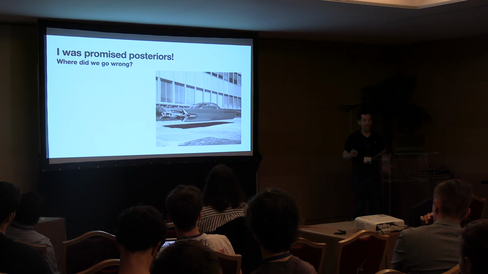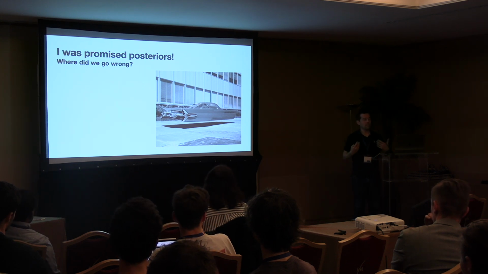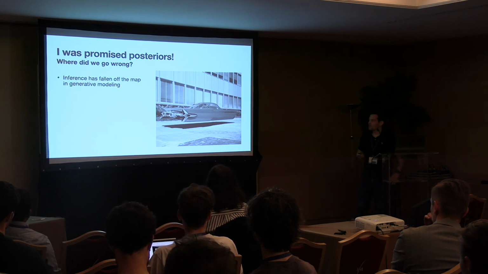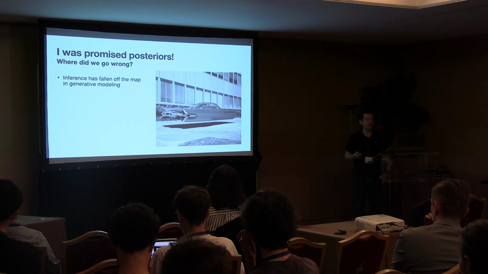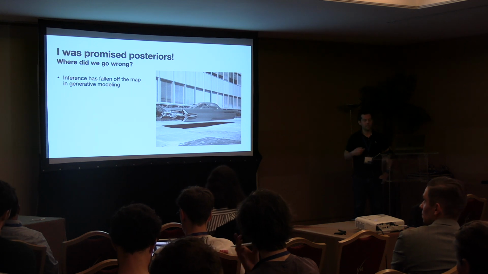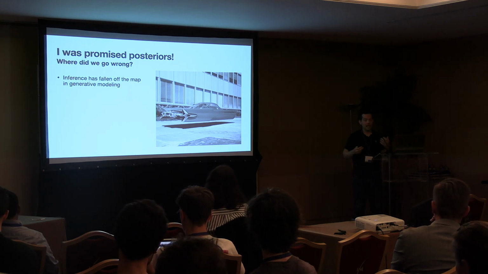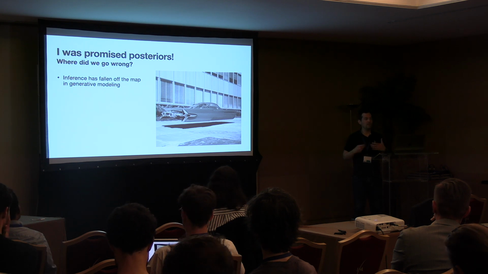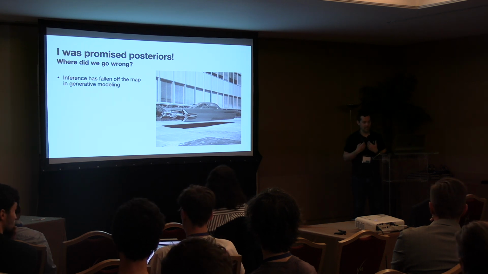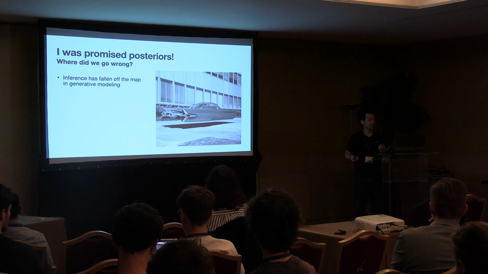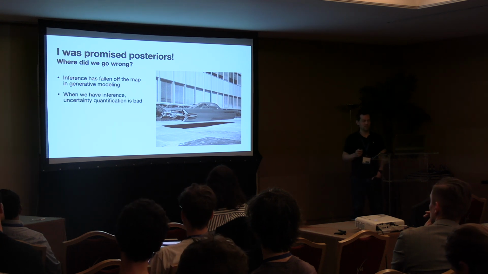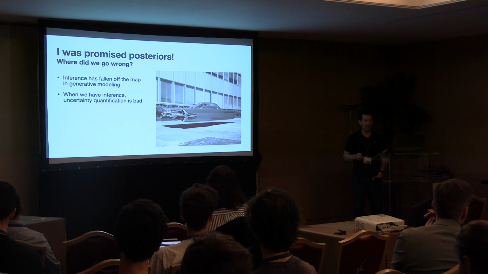All right, so I would say I started this thing out saying we care about doing Bayesian inference, and we want to learn something about maybe distributions underlying our data. And so I was promised posteriors, and I was cheated. Because the truth is that inference has kind of fallen off the map in generative modeling. Generative modeling now is about generating data, and Bayesian models are generative, but not all generative models are Bayesian. So the inference piece of this that I care a lot about as a scientist is not really part of the discussion. When we have inference, uncertainty quantification is really bad, so maybe it's worse than not having anything at all.